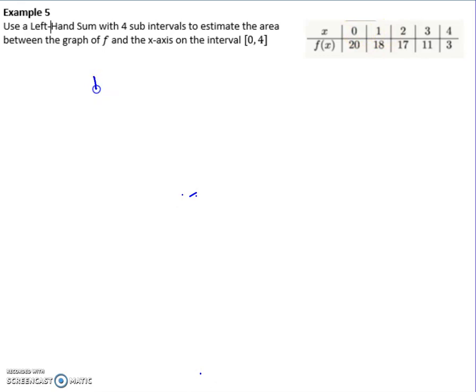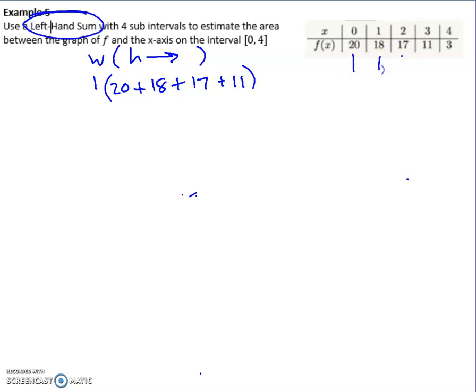So since it's an even width, I can just keep that width out front and then just multiply by all the heights. So my first height is 20. My second height is 18. Because remember, this is like f of 2, 17, and 11. Now, because I'm doing the left-hand sum, I only need those guys. I wouldn't need this last one on the end. And this ends up being 66 for my area.